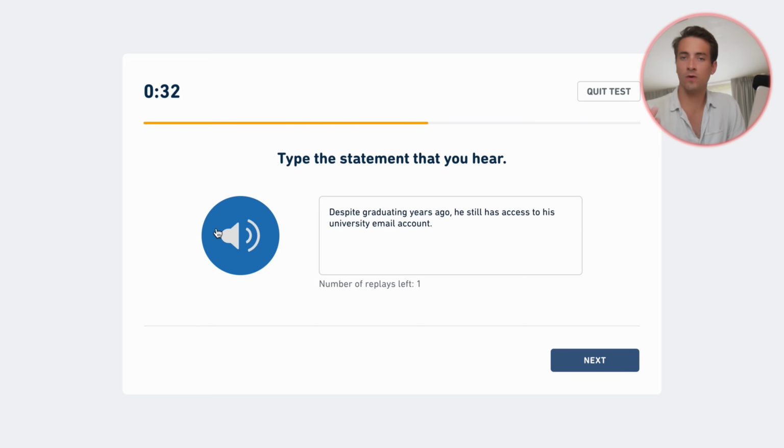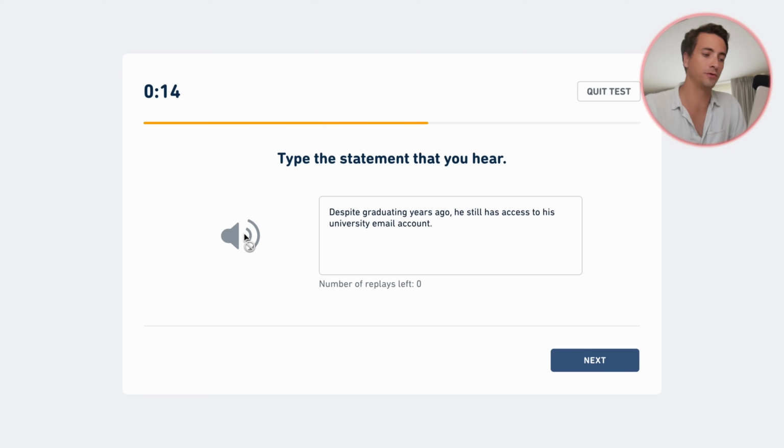So if you're not sure where commas should go, it's where there's a slight pause when the person is speaking. So listen between "ago" and "he", and you'll hear he pauses very briefly. Despite graduating years ago, he still has access to his university email account. Okay, so that can help you to figure out where to put commas. However, if you're not sure, don't worry about it. It's not going to lose you a lot of points if you don't put a comma. It probably won't impact your score much, if at all.